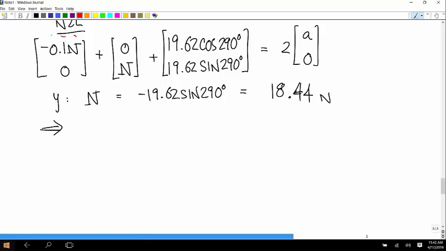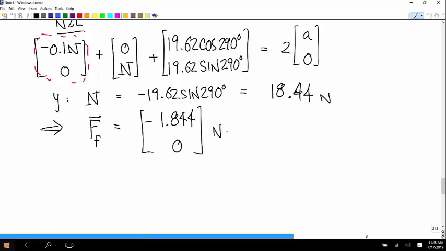All we want is this, so all we needed was N. So the force of friction is equal to negative 1.844. Okay.